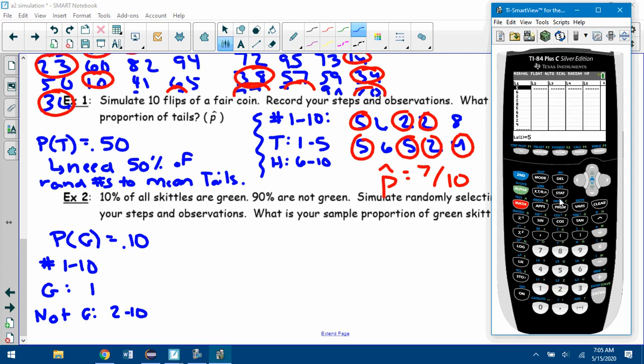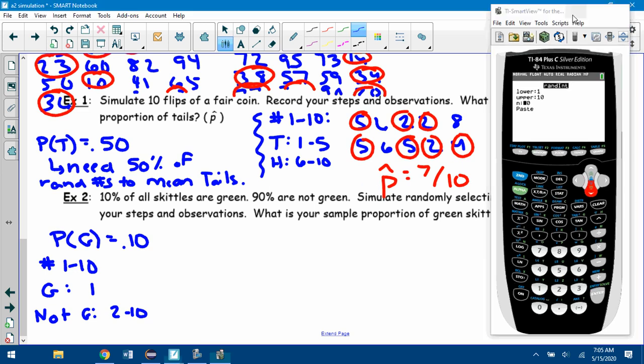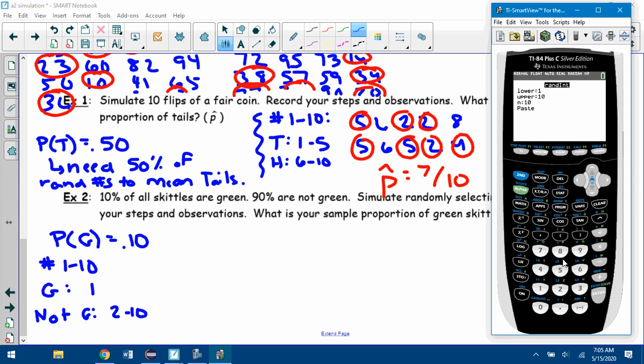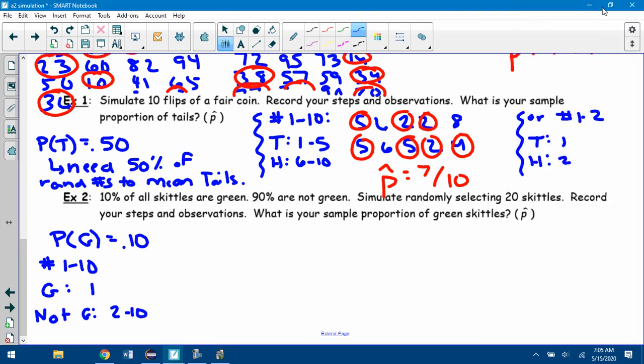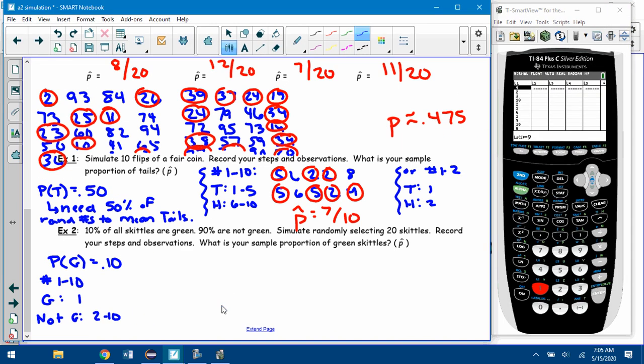I'm going to go to math probability, 1 through 10. We want, how many are we selecting? 20 of them. So back to 20. Oops, I wasn't on the home screen. Got to get back to the home screen every time. Sorry about that. Through 10 with 20, and I'm going to store that in L1. If you're doing this on the homework, list it out for me so that I can see it.